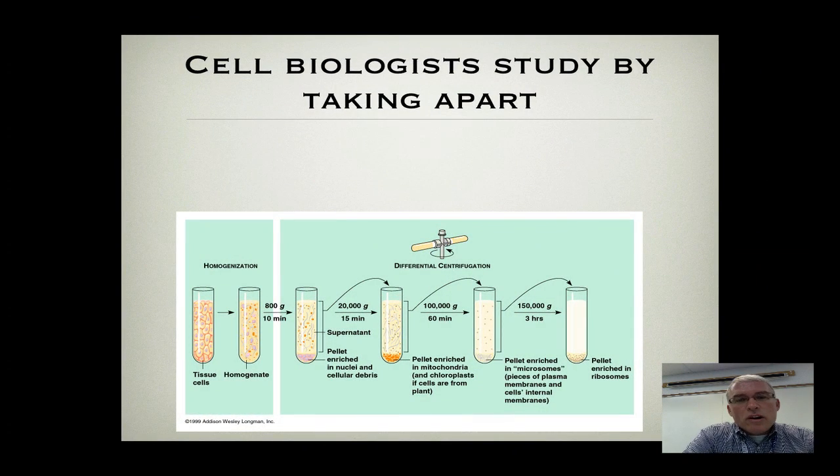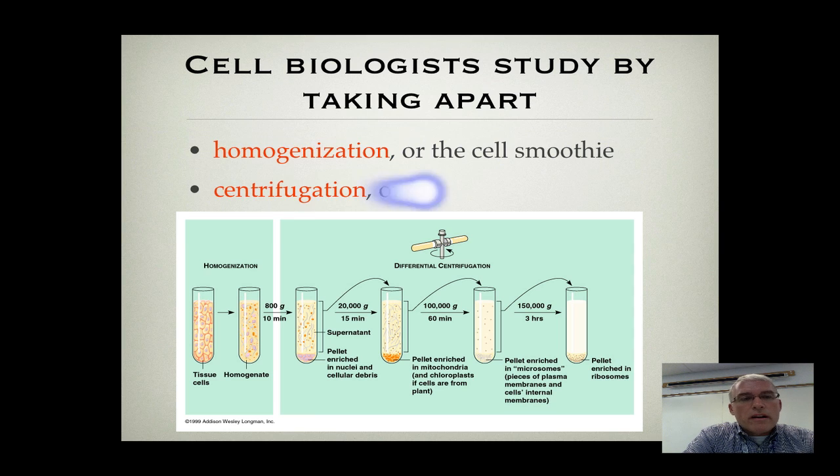Cell biologists also study cells by taking them apart. There are two processes involved here. The first one is chopping the cell up or homogenizing it into something you could call a cell smoothie, in a way. And then the second part is separating the components by spinning, or using centrifugal force, to force very heavy parts to the bottom of a test tube and the lighter parts to the top of the test tube, and everything else between sorted by its individual density.